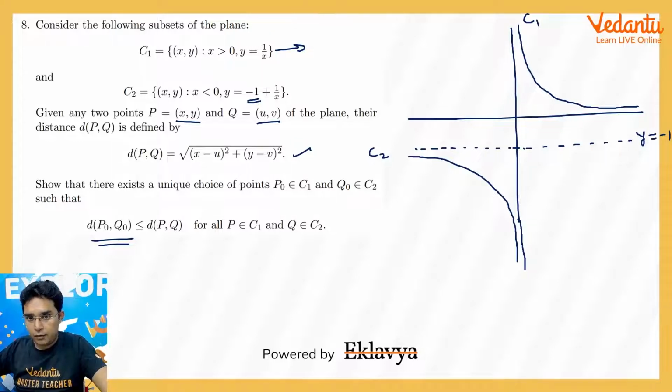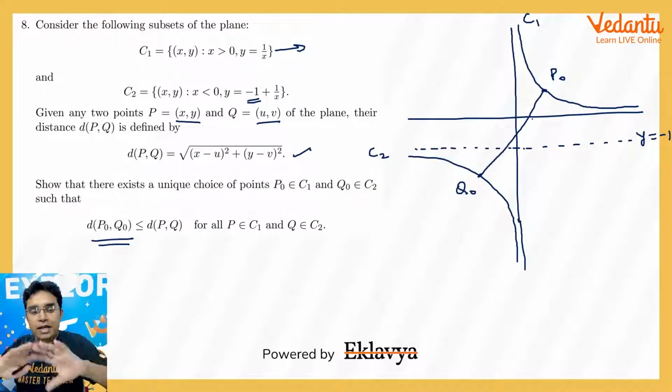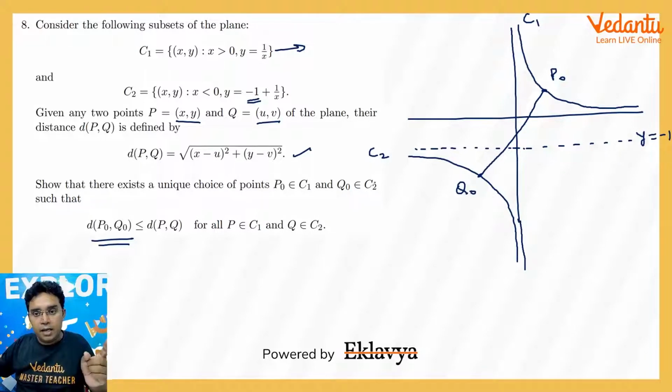Now please listen carefully. Actually, we need to find a point P naught here and maybe Q naught here so that the distance between these 2 points is least possible among all possible pairs, one point lying on C1 and the other lying on C2. That is what we need to prove.